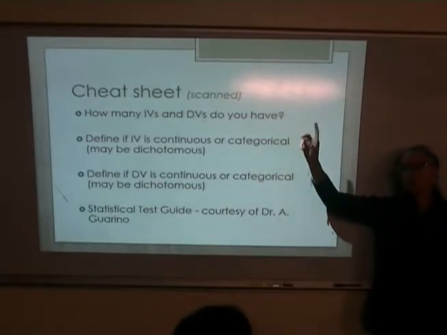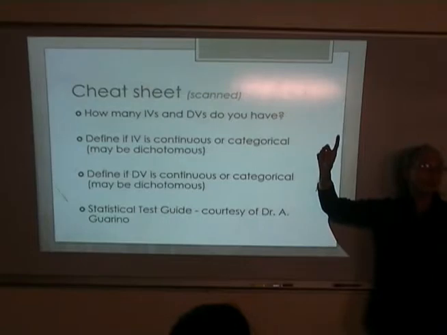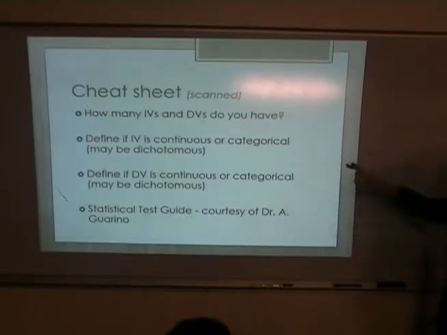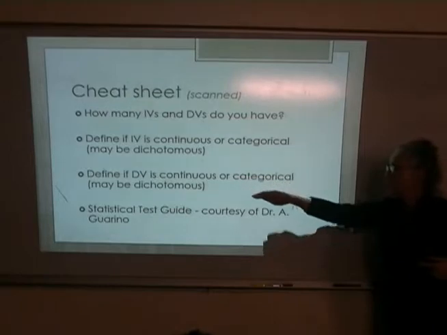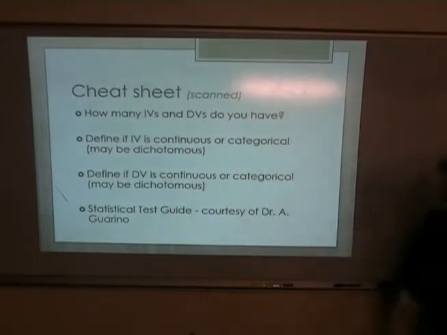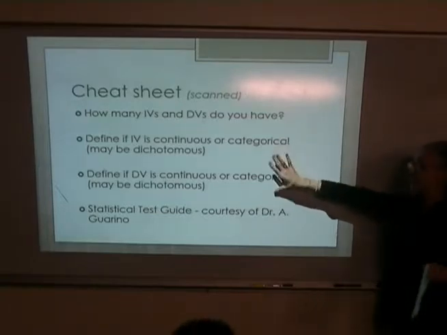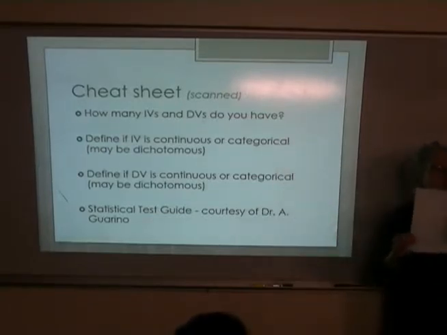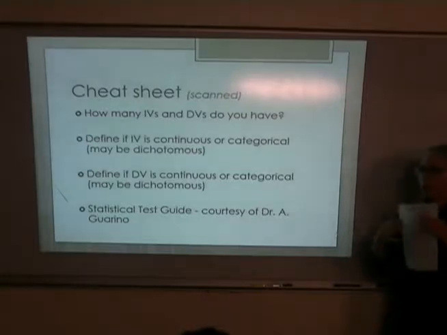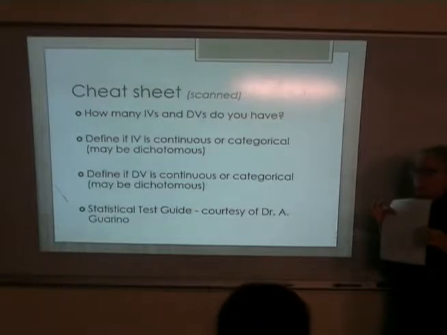So, gender, whole different kettle of fish now, these days. Not when I was doing my study, but sex is dichotomous, okay? Same thing with the dependent variable. Is your dependent variable continuous or categorical? Once you've decided those, then you can look on the table on the cheat sheet and you can go, oh, okay, that's the statistical analysis I'm going to run, right?